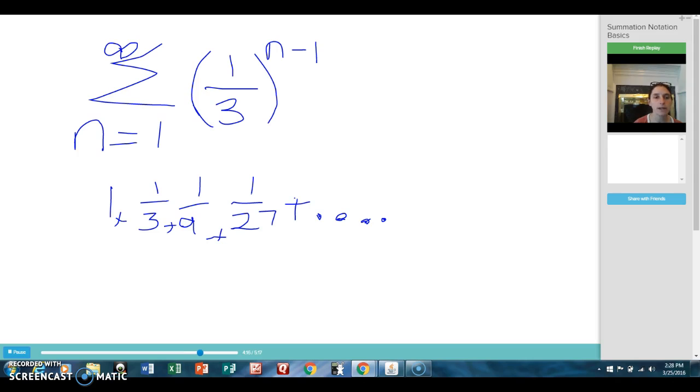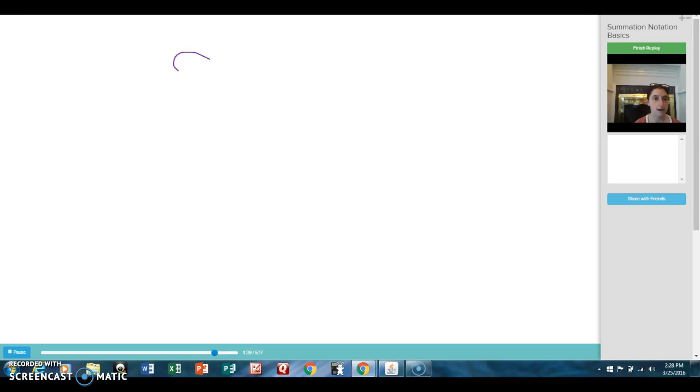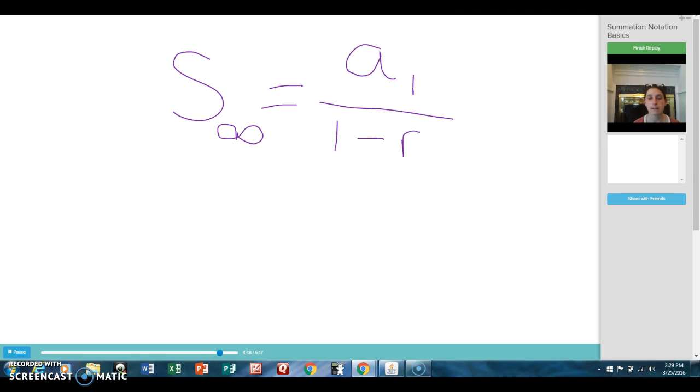Luckily for us, there's a formula to easily figure out the sum of a geometric series when it goes to infinity, as long as the value here that we're multiplying by, which we call the common ratio, is less than 1. If the value of r is a fraction less than 1, then we can use this formula to find the sum of infinitely many terms. Here it is. The sum of infinitely many terms is equal to the first term divided by 1 minus the common ratio.